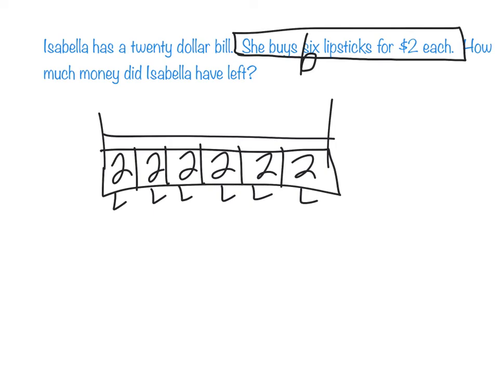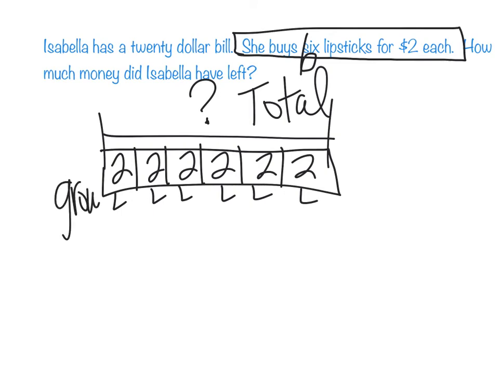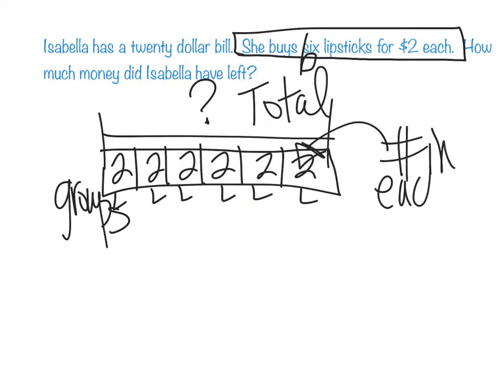So in this problem, my unknown is the total. So the total is unknown. I know how many groups, because I had 6. I made 6 boxes. So I knew how many groups I had, and I knew the number in each group. So here, in order for me to solve it, to find the total, I have to figure out what to do with all of those 2's.